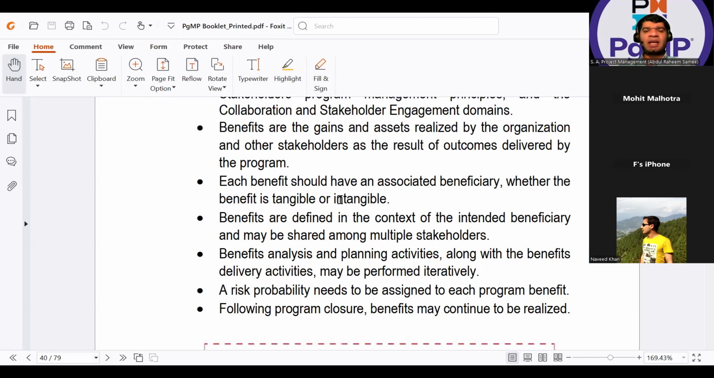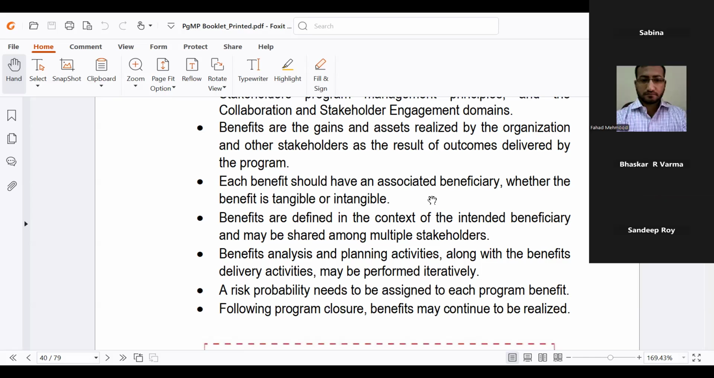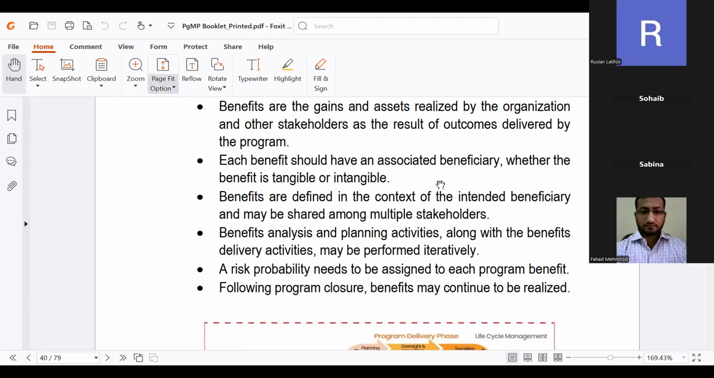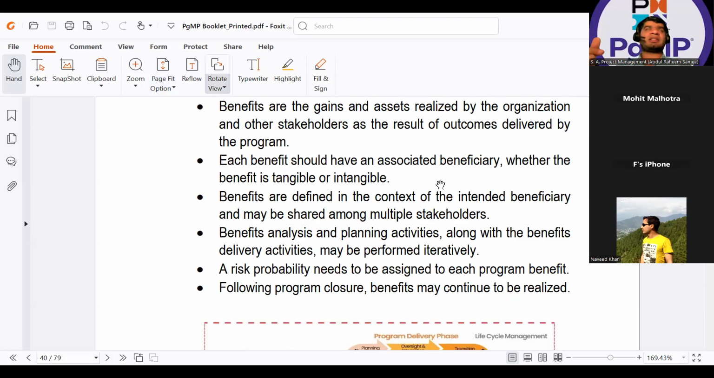Each benefit should have an associated beneficiary, whether the benefit is tangible or intangible. Then benefits are defined in the context of the intended beneficiary and may be shared among multiple stakeholders. As we have discussed in our detailed classes, if I am delivering something, I am producing a benefit and there is no consumer for that, meaning there is no beneficiary, it doesn't help to say that this is a benefit. That's the key point. Every benefit should have an associated beneficiary.